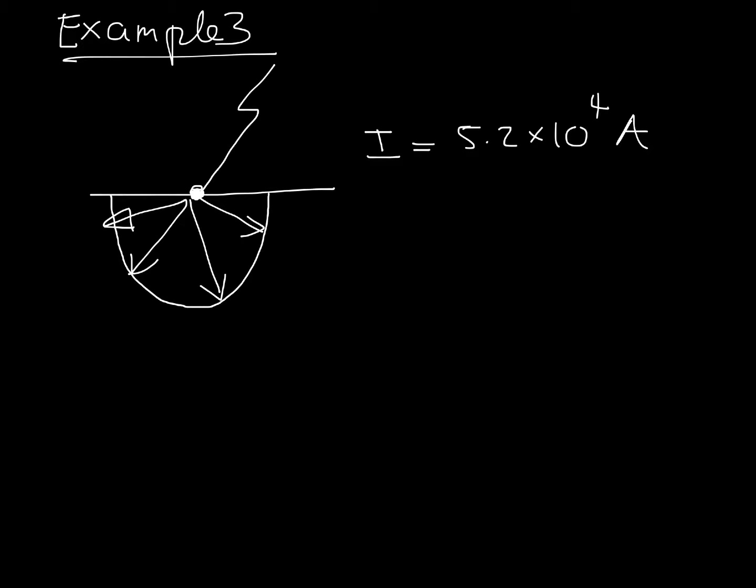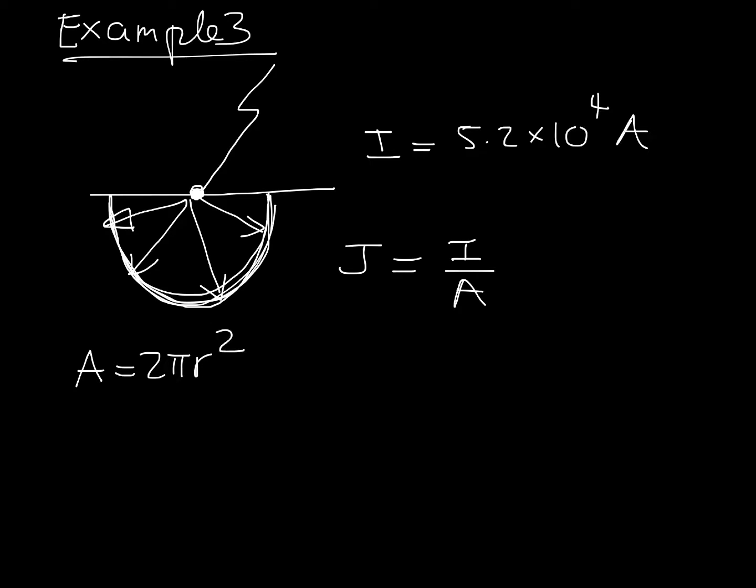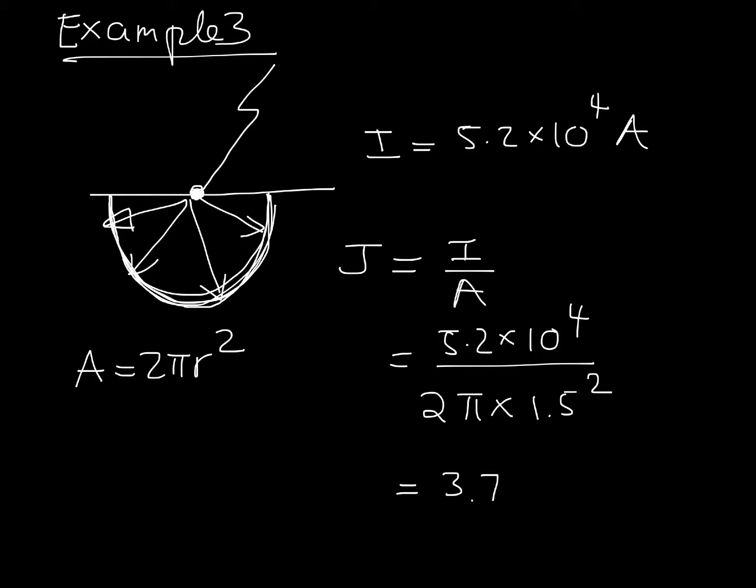We want to get the current density J. So J is I over A, and the area A here is half of the sphere. So we have A equal to 2 pi r squared. So we have 5.2 times 10 to the power of 4 divided by 2 pi times the radius r, which is 1.5 squared. So the answer is 3.7 times 10 to the power of 3 ampere per square meter.